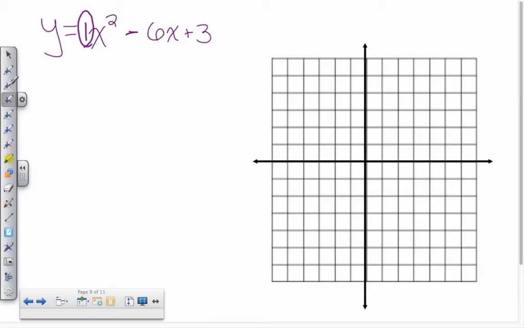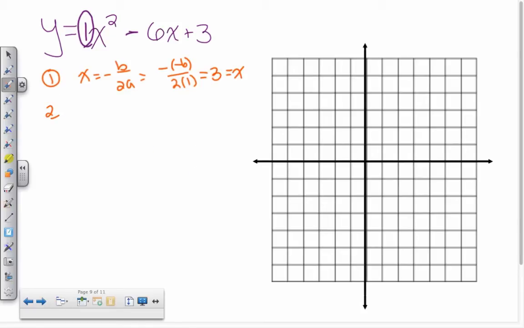So if we think about this, I'm going to show you something here. If I find that axis of symmetry, so x equals -b over 2a, I'm going to have the negative of -6 over 2 times 1, which is 6 divided by 2, which is 3. So my axis of symmetry in this case is 3.